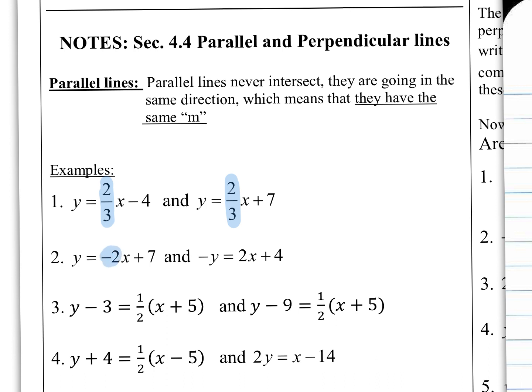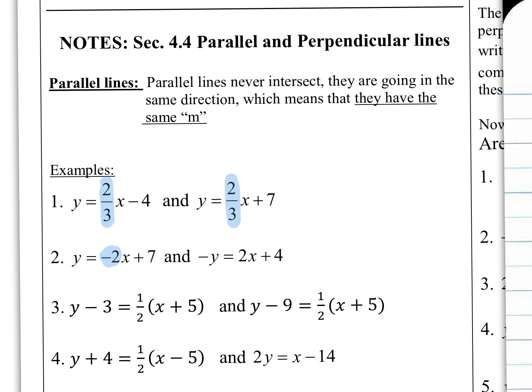Number two, the slope is negative 2. And over here, you're probably thinking, wait, that slope's not negative 2. Yeah, but this is not in slope-intercept form. In order for you to see the slope, you either have to have it in slope-intercept form or in point-slope form. You need to be able to see what the m is. Right here, the m is not 2. You need to get y by itself first.